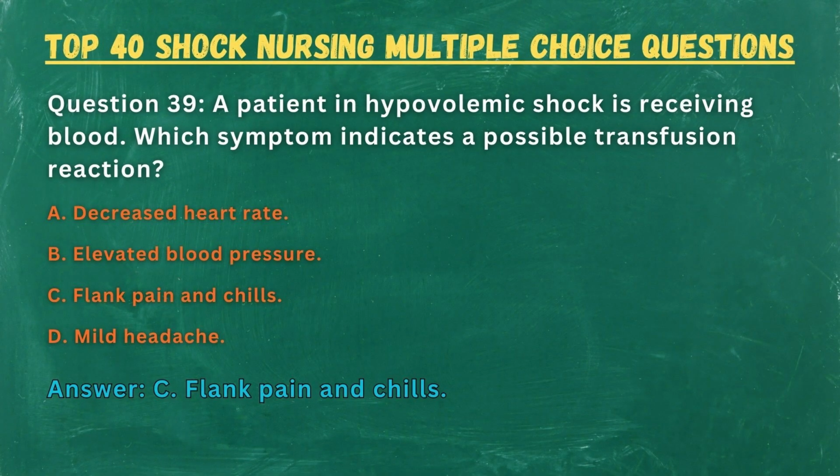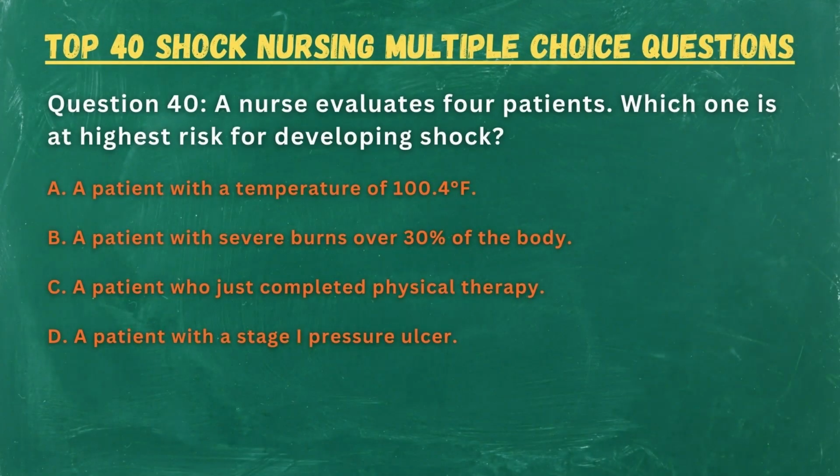Answer: C. Flank pain and chills. Question 40. A nurse evaluates 4 patients. Which one is at highest risk for developing shock? A. A patient with a temperature of 100.4 degrees Fahrenheit. B. A patient with severe burns over 30% of the body. C. A patient who just completed physical therapy. D. A patient with a stage 1 pressure ulcer.